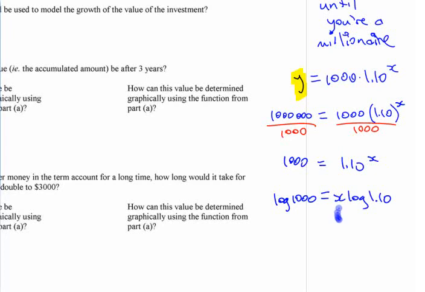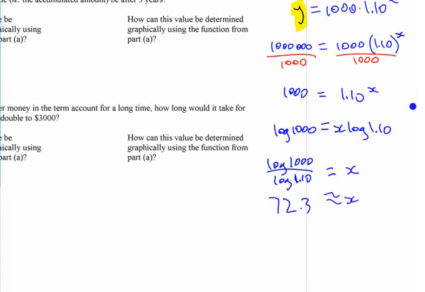Has anybody finished this and can tell me how long it's going to take to become a millionaire? With $1,000? I mean, $1,000 turning into a million, that's going to take a while, isn't it? What did you get? 72 years. That's not as bad as it seems, right? It's only $1,000, but it's 70 years. 72.3 years, roughly 72 years.